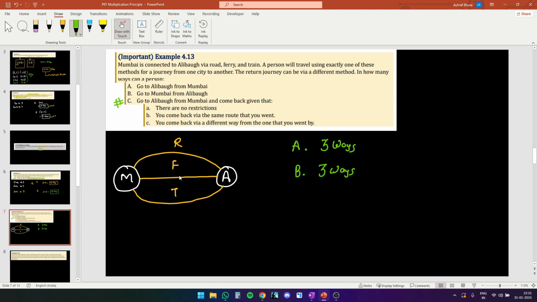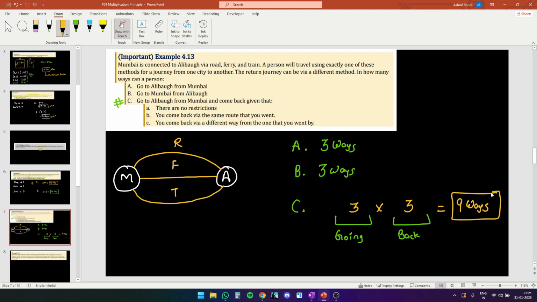So I need to select one method to go and I need to select one method to come back. While going I have 3 choices, which is either road or ferry or train, and while coming back also I have 3 choices, which is either road or ferry or train. So can I say the total number of choices will become 9. So the total number of ways is 9 ways, right?